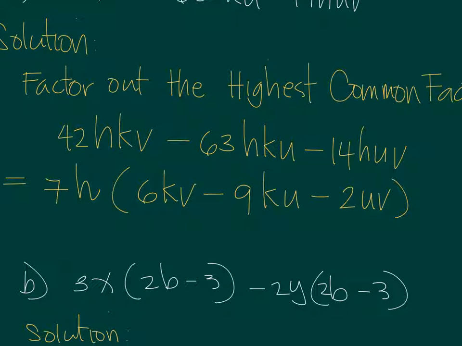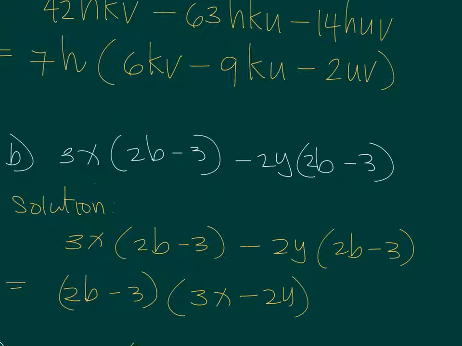Okay, in letter B, it's a different case. You have a group of expressions. We have 2 groups here: 3x times 2b minus 3, and minus 2y times 2b minus 3. The idea in letter B is the same as for letter A. You have to look for the common factor for the groups. In this case, both of them contain 2b minus 3, so you can factor out 2b minus 3 as the highest common factor.